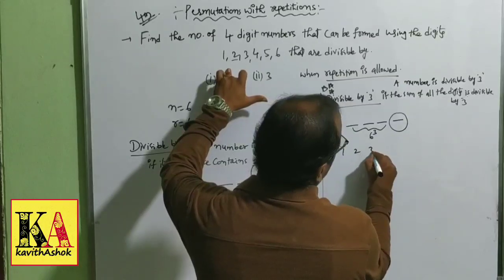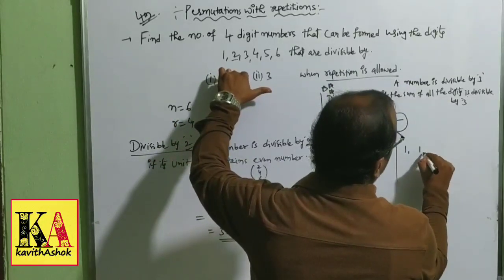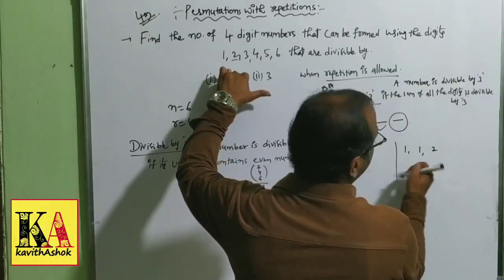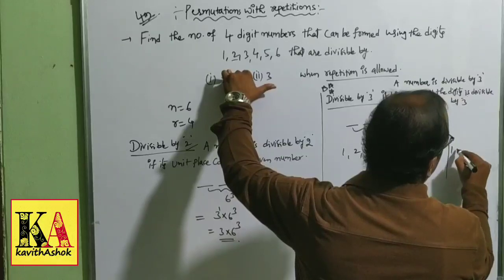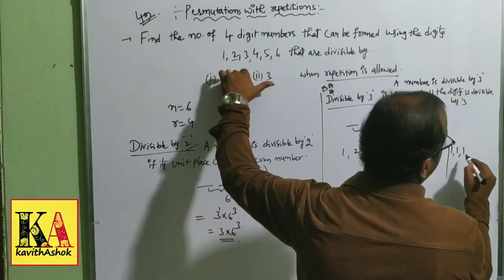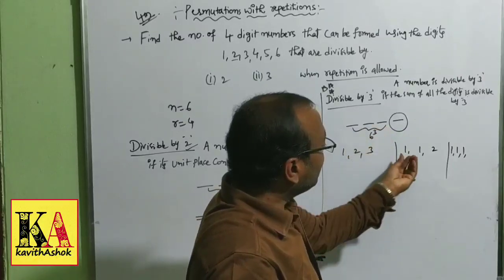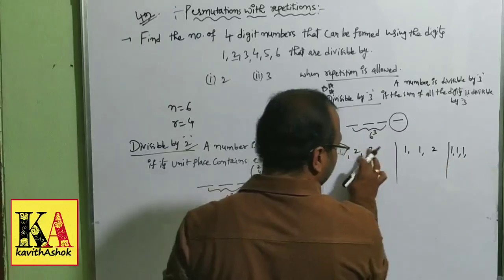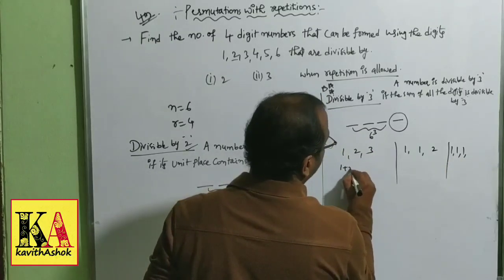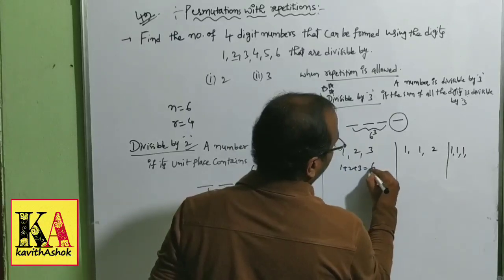1, 2, 3: 3 different elements. Or 1, 1, 2: 2 same elements and 1 different element. Or 1, 1, 1: 3 same elements. Right. If the elements are like this, 1 plus 2 plus 3, that is 3 plus 2, 5, 6.